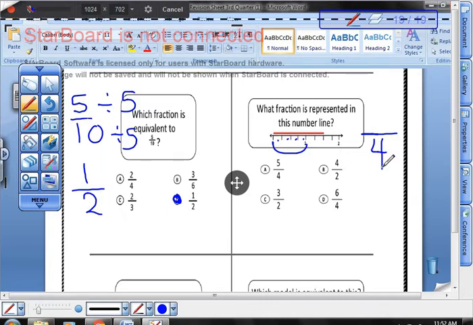Let's count. 1, 2, 3, 4, 5, 6 till here. So it's 6 out of 4, which is D.